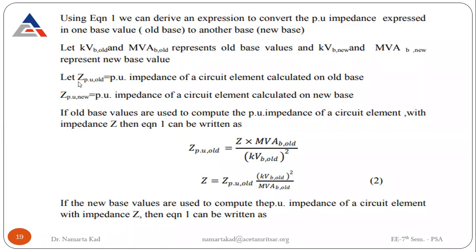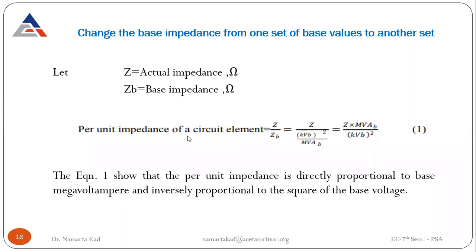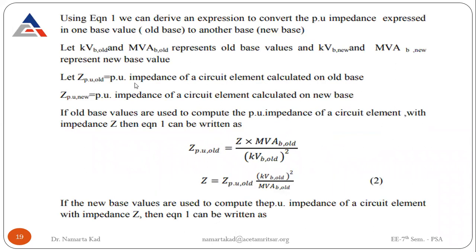So for that, let Z per unit old be the per unit impedance of the circuit element calculated on the old base value. This is the formula to calculate the per unit impedance for any base value. Z per unit new is the per unit impedance of the circuit element calculated on the new base.